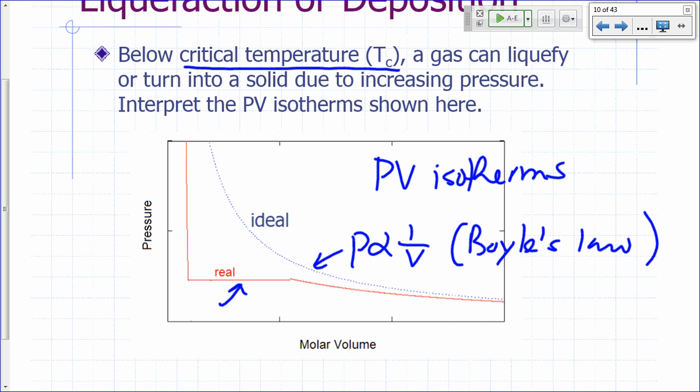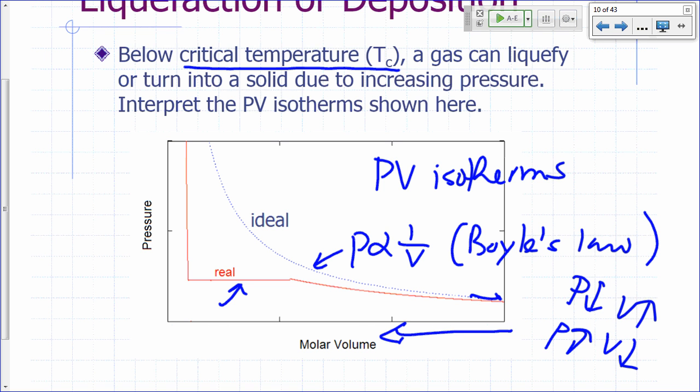Imagine you have a gas with high volume right here, low pressure. What happens if you shrink your volume? Remember Boyle's law? Pressure goes down as volume goes up. Pressure goes up as volume goes down at the same temperature, right? So if I were to shrink my volume, what happens to my blue curve right here? It starts to rise, right? Volume goes down, pressure goes up. As I keep compressing my gas, my volume keeps going down, my pressure keeps going up. That's the ideal behavior.